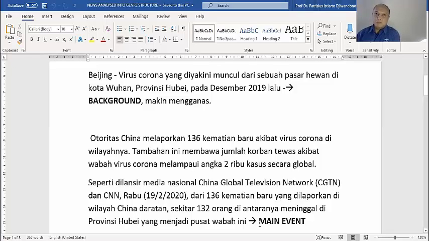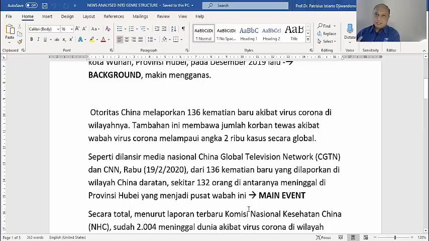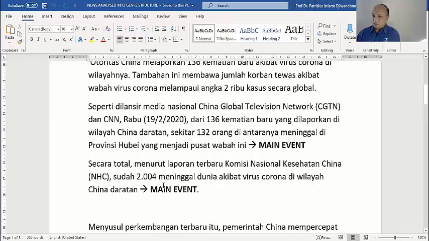Now, this is the main event. This is the core of the news. This is the most important information in the news. Without this, it's not news, because nothing is new there. So this is the main event, the core, the essential point of the news. And it still continues up to the end of this paragraph. This is still the main event.